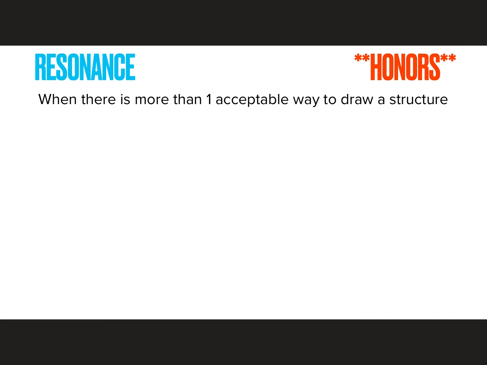This video is a lesson for the honors class on some additional bonding material. The first additional topic to discuss is called resonance. Resonance has been mentioned in class, but essentially it is when you can draw a Lewis structure covalently in more than one acceptable way.